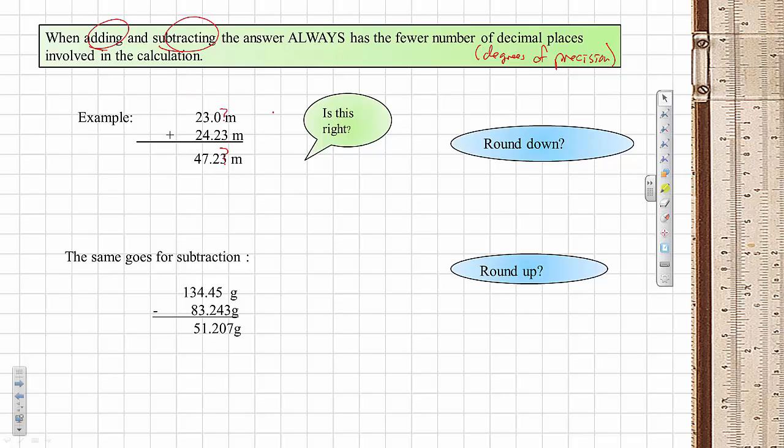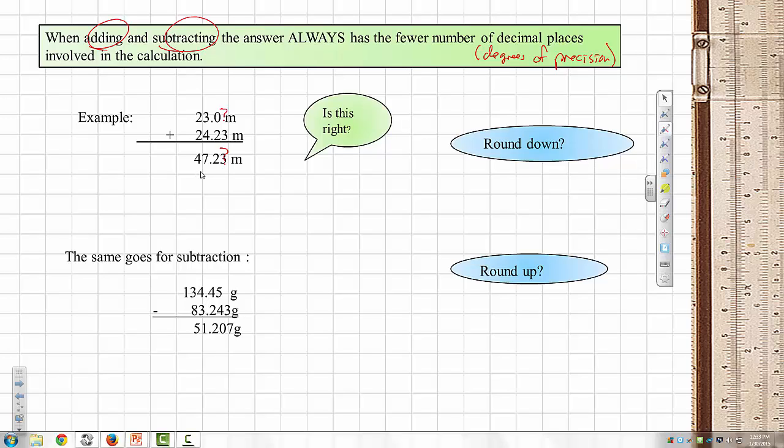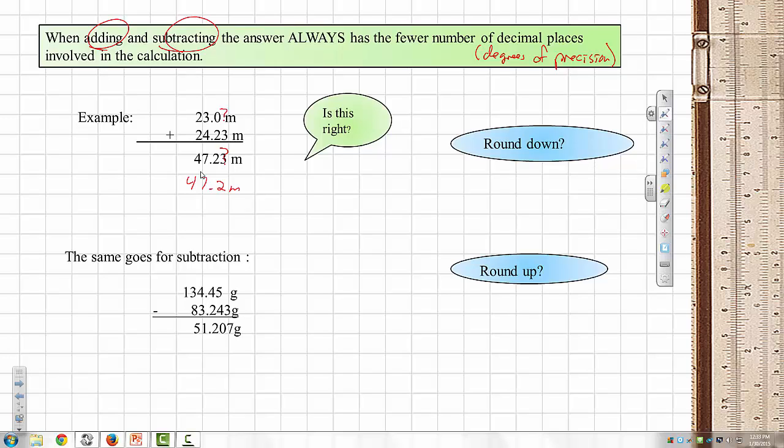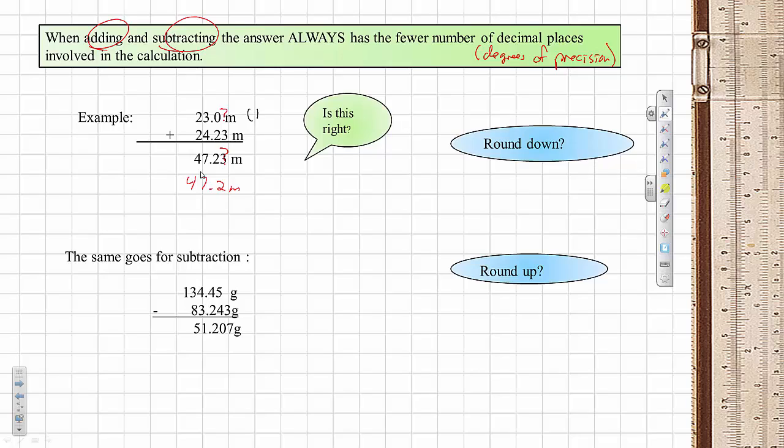So if we don't know what the number is, does it make any sense to include it in our answer? You can't just make up numbers and pretend you know stuff you don't. So we're going to have to round this number down to 47.2 meters. This first number here, 23.0, is 1 degree of precision, 1 decimal place. The second one is 2 degrees of precision, 2 decimal places. Our answer can only have 1 decimal place, 1 degree of precision.